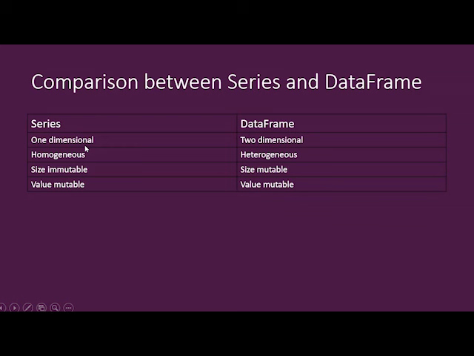So series is one-dimensional. Data frame is two-dimensional. Series is homogeneous. Data frame is heterogeneous. Series is value mutable. Data frame is value mutable. Series is size immutable. Data frame is size mutable.